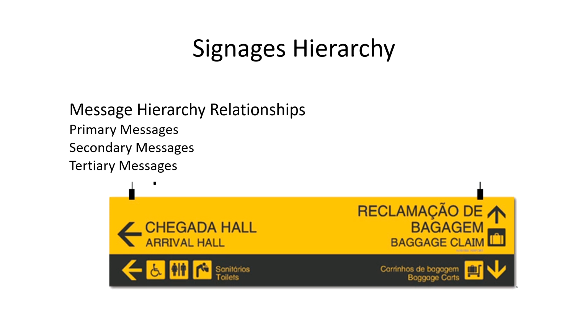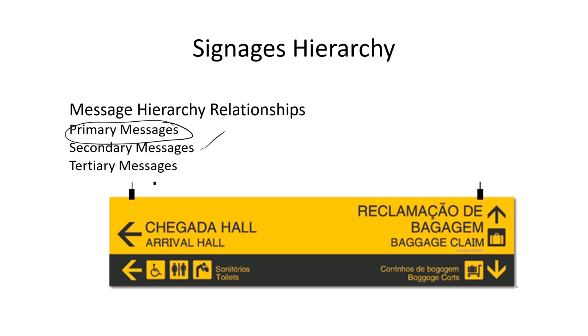What is a message hierarchy relationship? The primary message is essential information or direction critical for navigation and safety, which is this one. The secondary messages are supplementary details or instructions that support the primary message. The tertiary message is additional information or notice of lesser urgency or importance.